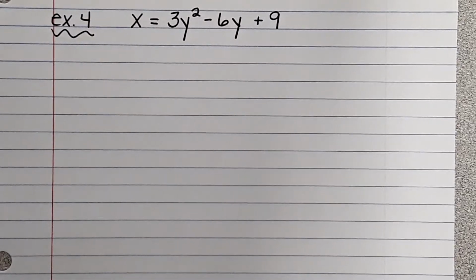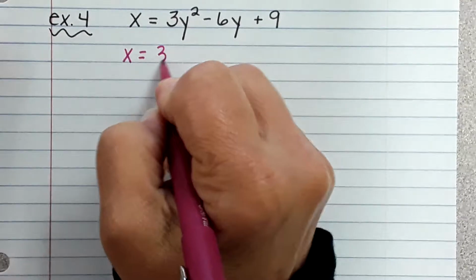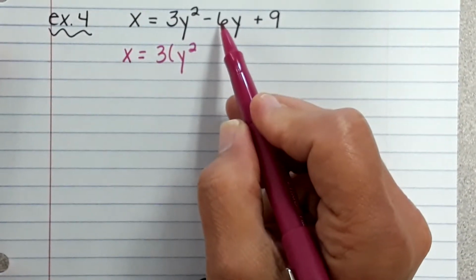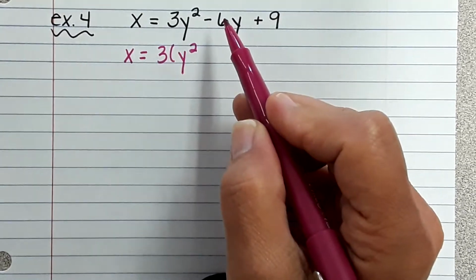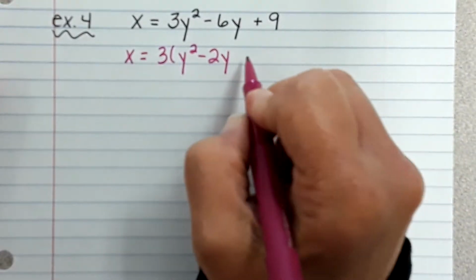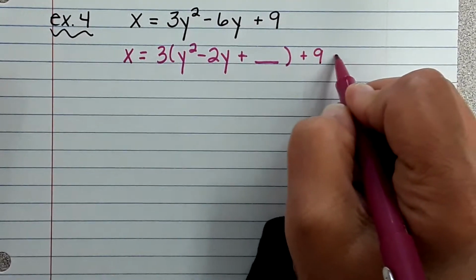So here we go. X. Now, you guys, when you pull out that 3, remember you also are factoring that 3 out of the 6. Then it's plus blank, plus 9, minus blank.